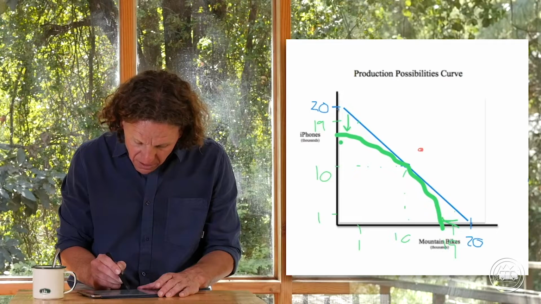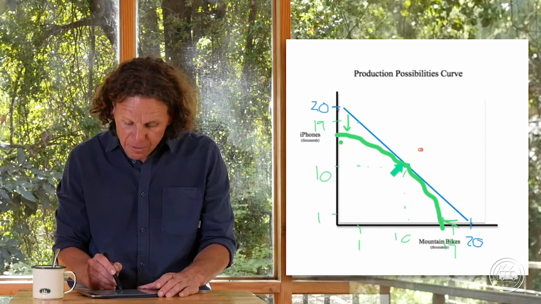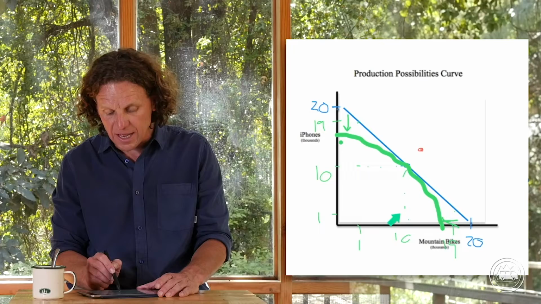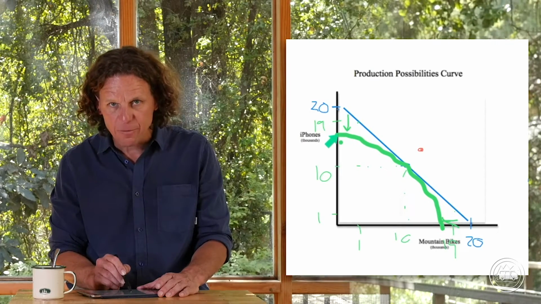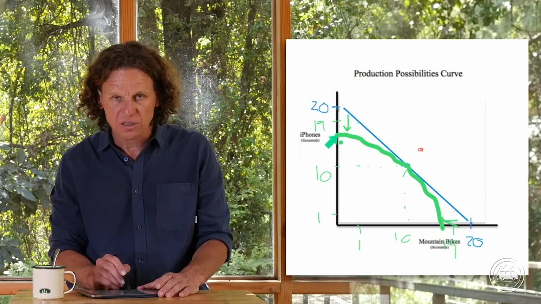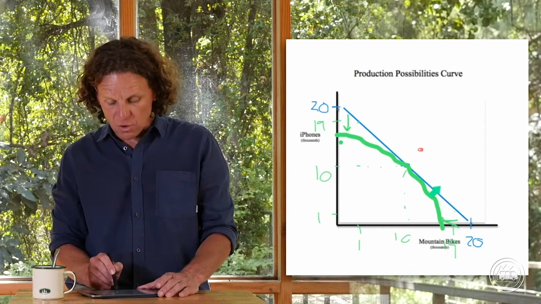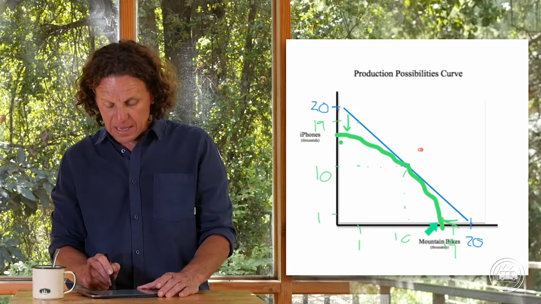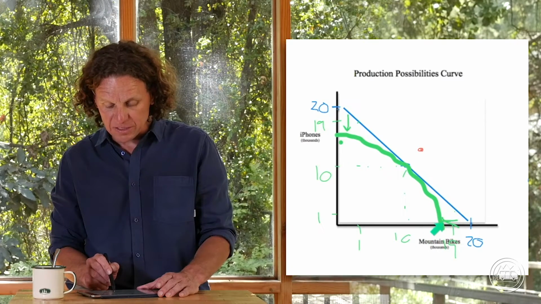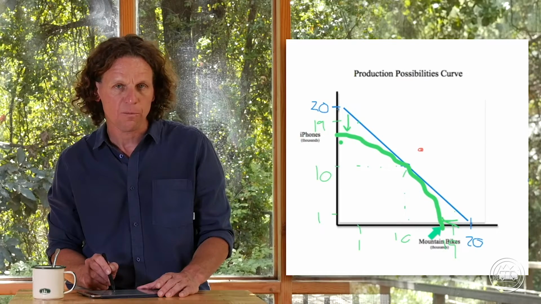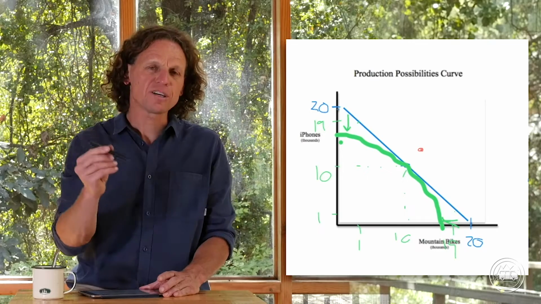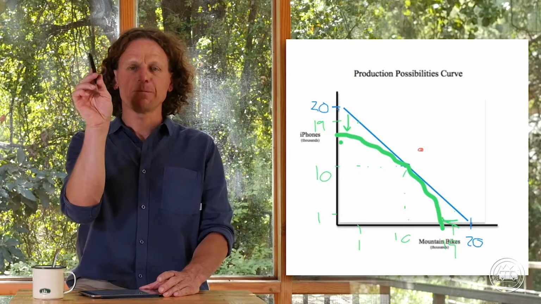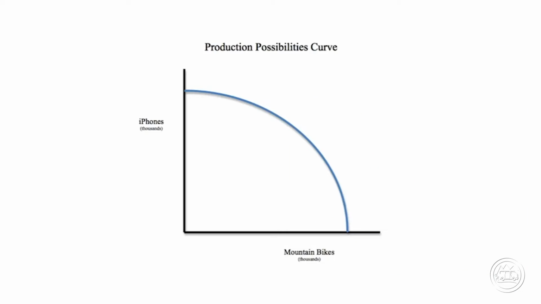This goes there, okay? If we have the perfect allocation of resources of 10 and 10, we're going to end up with 20 products. But as we go closer to making everybody make one product, not everybody's equally good because of this notion of specialization. Likewise, over here, we're not going to have 20 mountain bikes because the experts in iPhones are not equally good at making mountain bikes. And therefore, guess what, my friends? The production possibilities curve is actually curved.